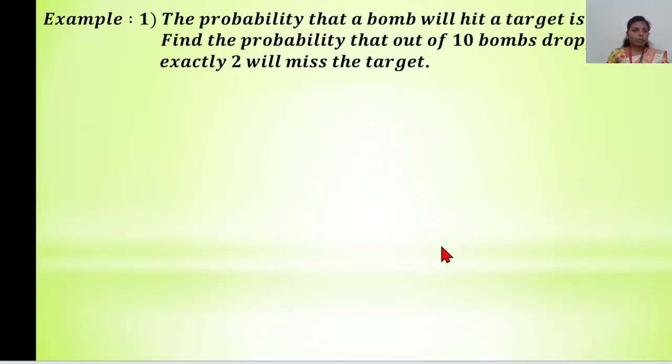Now next, let us see the remaining examples of binomial distribution. Example number 1: the probability that a bomb will hit a target is 0.8. Find the probability that out of 10 bombs dropped, exactly 2 will miss the target. Here the total number of bombs given is 10. We have to find the probability that out of 10 bombs dropped, exactly 2 will miss the target. Let us see the solution of that example.